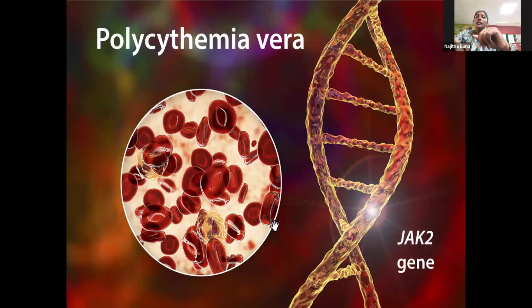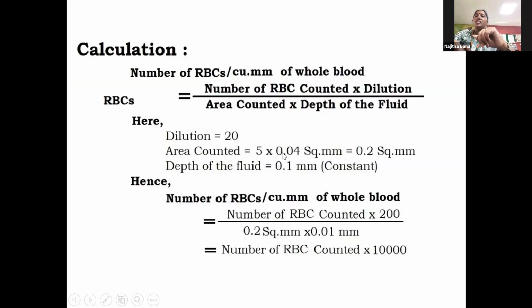After that, the depth of your square is 0.04, then 0.0 square meter, and the depth of the fluid is 0.1. Finally, you can count the number of RBCs in your whole blood through this simplest formula. After your counting you will get a value of 4.7. Sometimes it is not exactly that; you may get 4.82 or 5.2. So sometimes it will be 4.5 or 4.7.